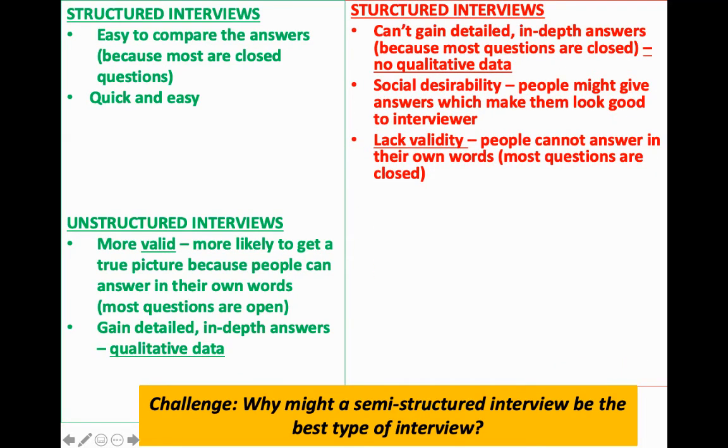Let's go through the disadvantages for structured interviews. The disadvantage may be that you may not be able to gather detailed, in-depth answers because the questions have been pre-written and preset, so that might limit the response that the respondent is able to give. They might feel a bit restrained in that sense. Another disadvantage that we may have to consider is social desirability. People may lie or exaggerate slightly to give answers that make them look good to the interviewer.